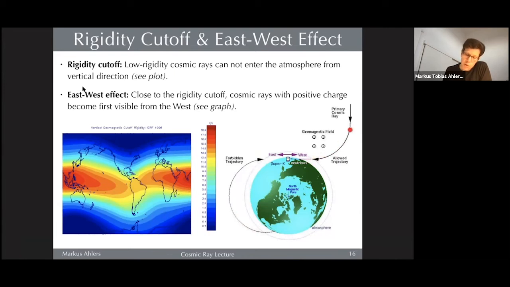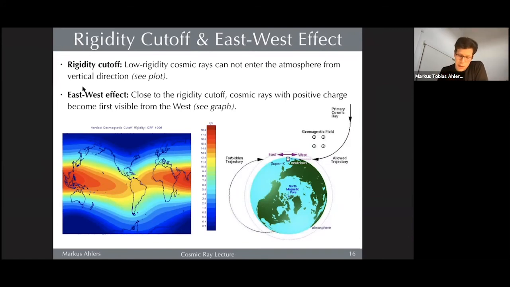Of course, they would also go on a circle if this was a constant magnetic field. But of course, the dipolar magnetic field has a reduced field strength the further you go away from the Earth. So the effect is much, much weaker for cosmic rays coming from the west. And this is actually a very interesting measurement, to observe the difference between the cosmic rays observed from the east and the west, because this allows us to determine the charge of cosmic rays.